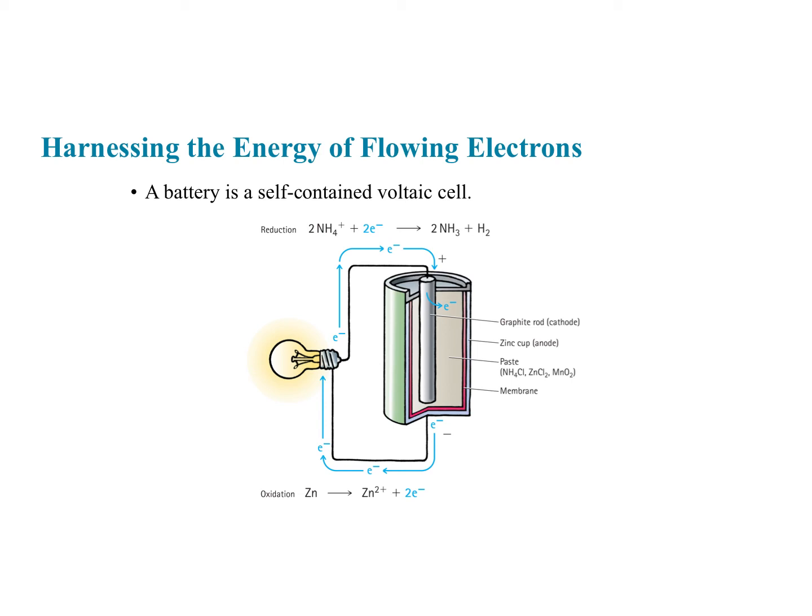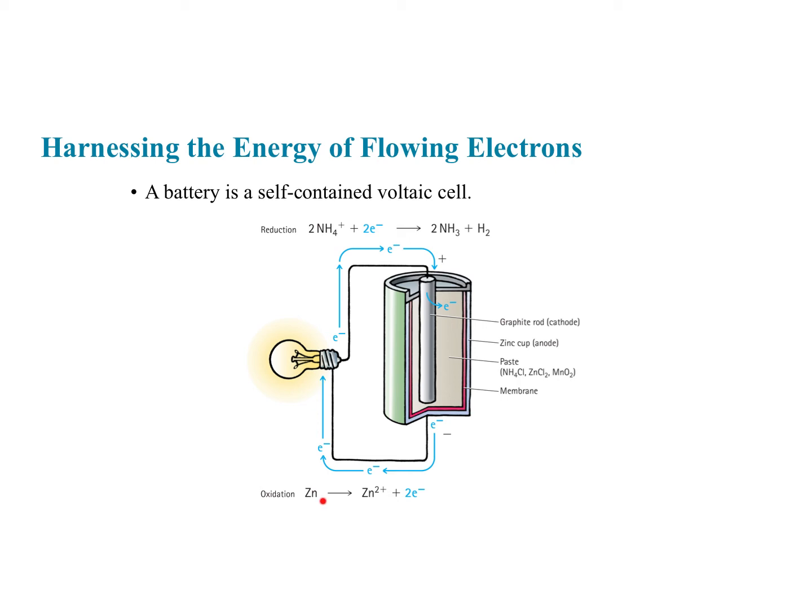Now, the electrons that are gained by the chemicals at the cathode originate at the other electrode, which is called the anode. And that's where the chemicals are being oxidized, i.e., where electrons are being lost. And so in this kind of battery, that's going to happen on this zinc cup that contains the thing.